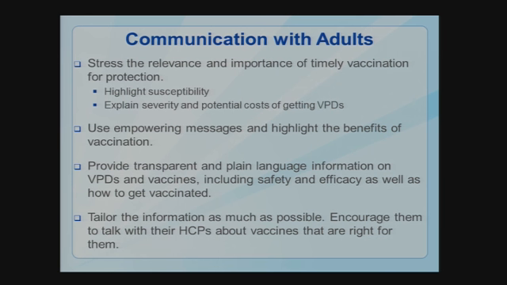There are some key drivers in our framework and approach to communicating with adults about immunization. They include stressing the relevance and importance of timely vaccination by highlighting susceptibility and explaining the severity and potential costs of getting vaccine-preventable diseases. However, this information has to be balanced with empowering messages that present vaccination as a doable step that can be taken to protect themselves and their loved ones.